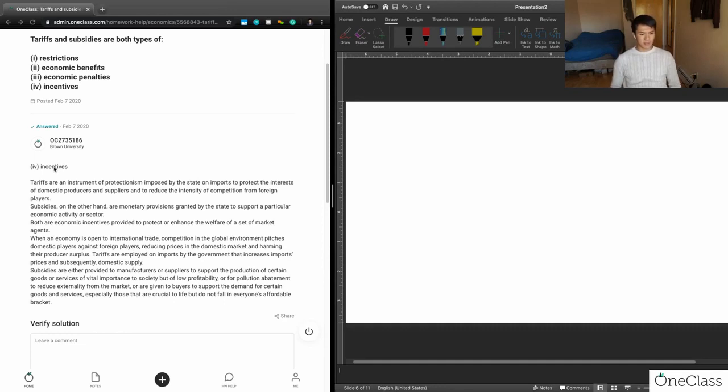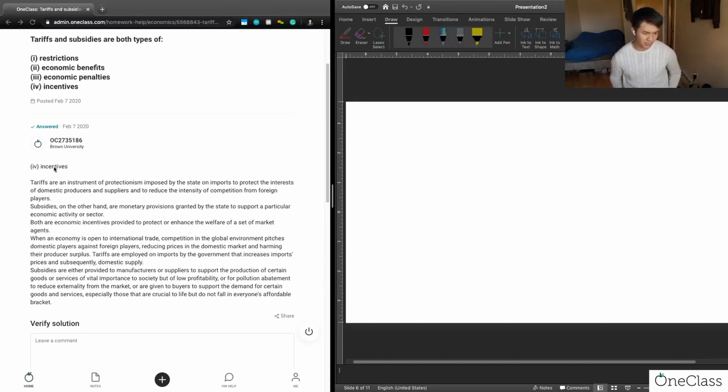When an economy is open to international trade, competition in a global environment pitches domestic players against foreign players, reducing prices in the domestic market and harming their producer surplus. Now, that's not always the case, right? It's only in certain industries where a certain industry's equilibrium domestic price is maybe higher than the world price. That's where you're going to have this situation where producers are being harmed. So tariffs are employed on imports by the government that increases import prices and subsequently domestic supply.